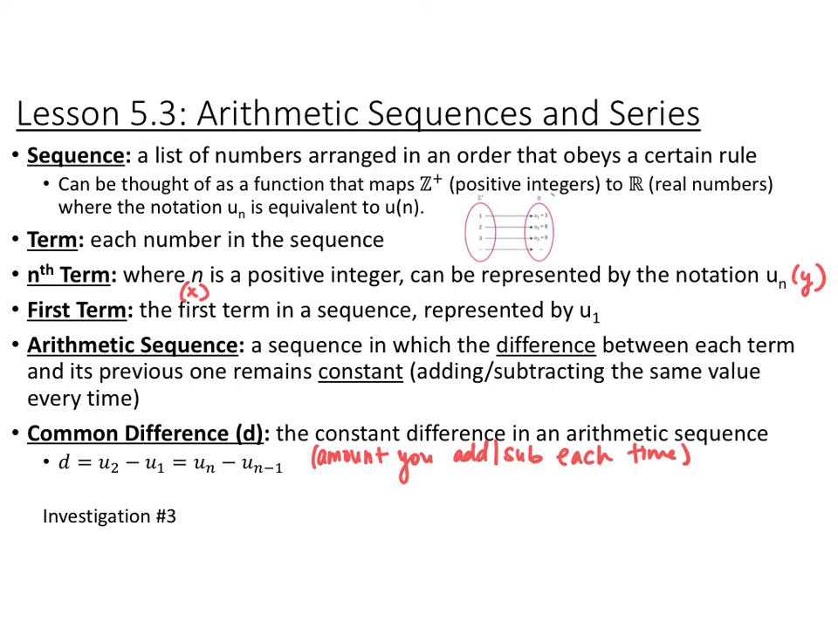The way that you find that value is you just take two terms and you subtract the later term minus the term before it. So for example, the second term minus the first term, or the nth term minus the n minus 1 term.